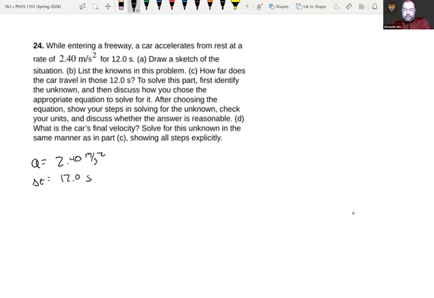And then list the knowns in this problem. Well, I'm already kind of doing that. The other thing I know, always ask if you know the initial or the final velocity. In this case, we know the initial. It's 0 meters per second.